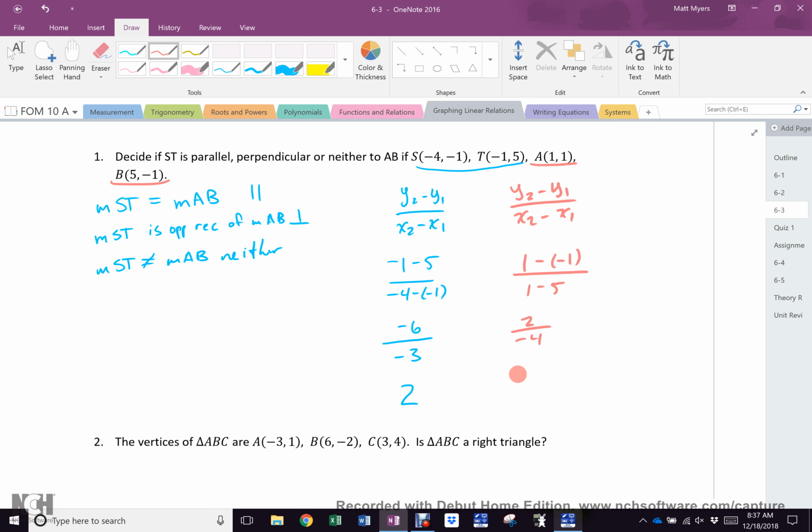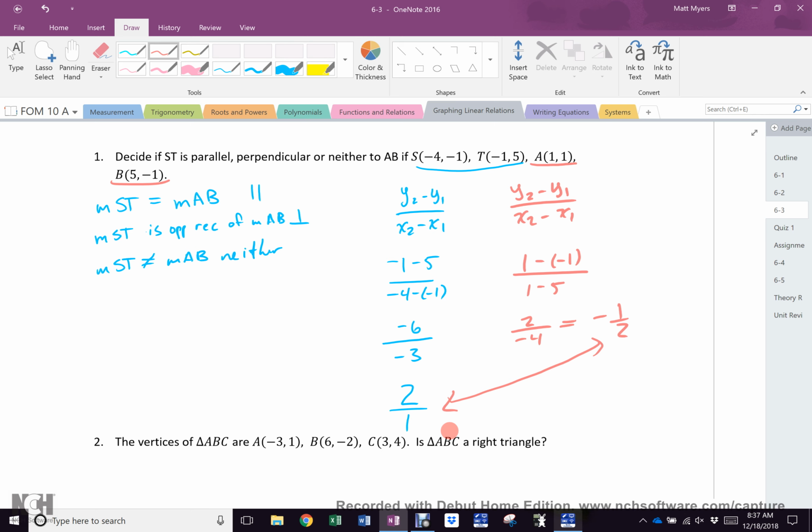Negative 1/2. Absolutely correct. Because this, of course, simplifies to negative 1/2, and this, of course, is actually positive 2 over 1. And you can see they are indeed negative reciprocals of each other. Is everybody good?